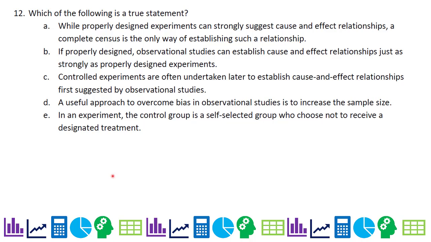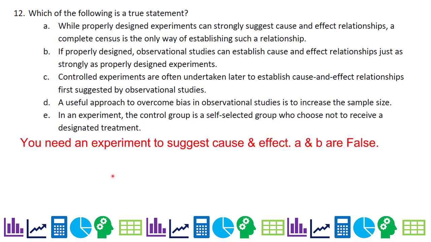Number 12, which of the following is a true statement? While properly designed experiments can strongly suggest cause and effect relationships, a complete census is the only way of establishing such a relationship. And then the next one's similar. If properly designed, observational studies can establish cause and effect relationships just as strongly as properly designed experiments. False, false, false. You need an experiment to suggest cause and effect.